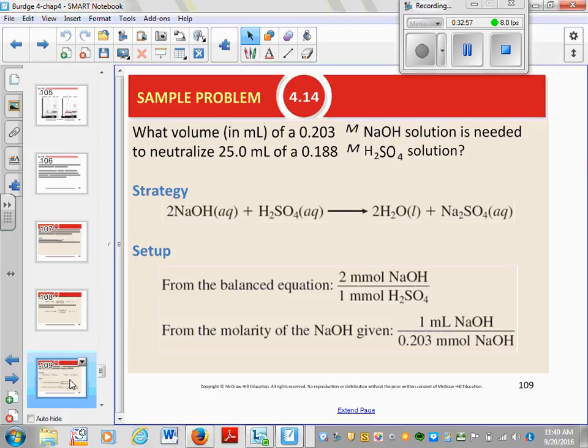So here, what volume in milliliters of a 0.203 molar NaOH solution is needed to neutralize 25 mL of a 0.188 molar sulfuric acid solution? I'm going to show you a quick way of doing this. We can go through all the moles and millimoles, but I'm going to show you a real quick way. Remember our dilutions calculation?